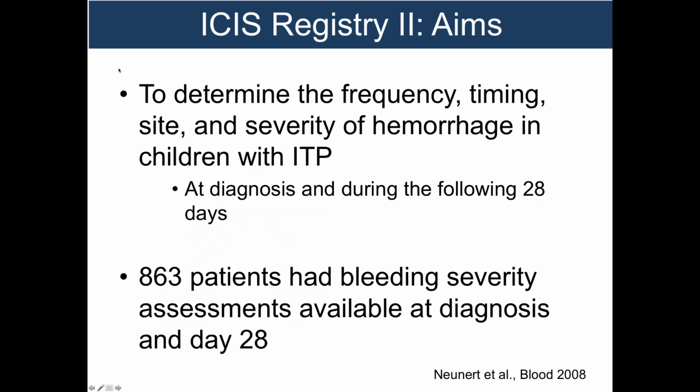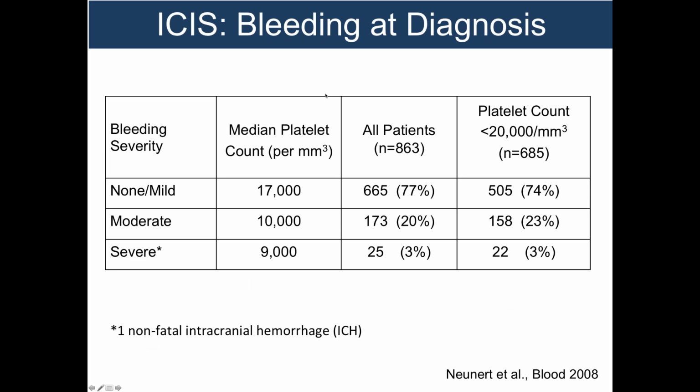So the aim of ICIS Registry 2 was really to determine the frequency, timing, site, and severity of hemorrhage in children with ITP. And the time points that were chosen were primarily at diagnosis and then again at 28 days, because this was the time course during which it was really felt treatment at diagnosis would have the greatest impact. So there were 863 patients that had a bleeding severity assessment available at both diagnosis and 28 days. And shown here is just the diagnosis information.